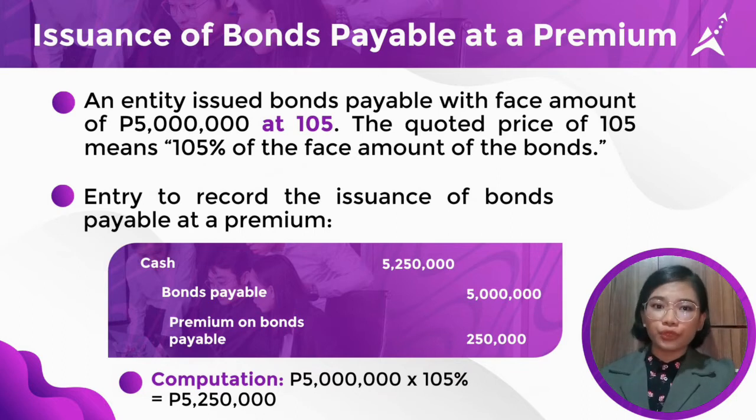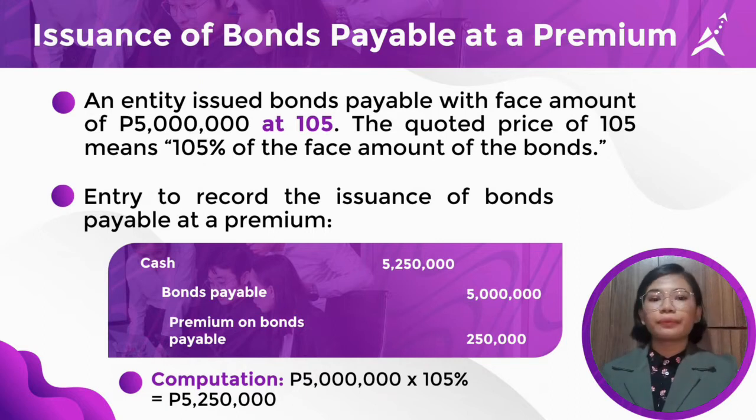However, the premium on bonds payable is not reported as an outright gain. When the bonds are sold at a premium, it means that the investor is amenable to receive interest that is somewhat less than the nominal or stated rate of interest. Because of the relationship of the premium to the interest, the premium on bonds payable is amortized over the life of the bonds payable and credited to the interest expense.